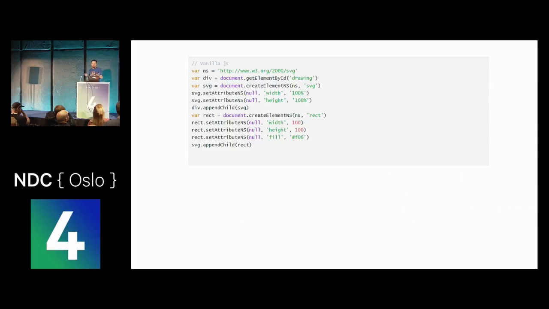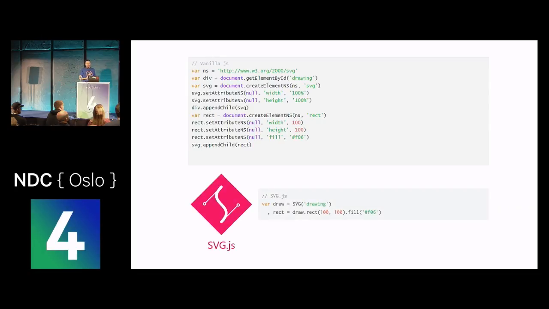And what it would look like in those libraries. This is a basic code that you would have to do to create an SVG and then place a rectangle in it with the vanilla JS, and with SVG.js, it's basically two lines of code. So we could have done that with much less code if we used some library.